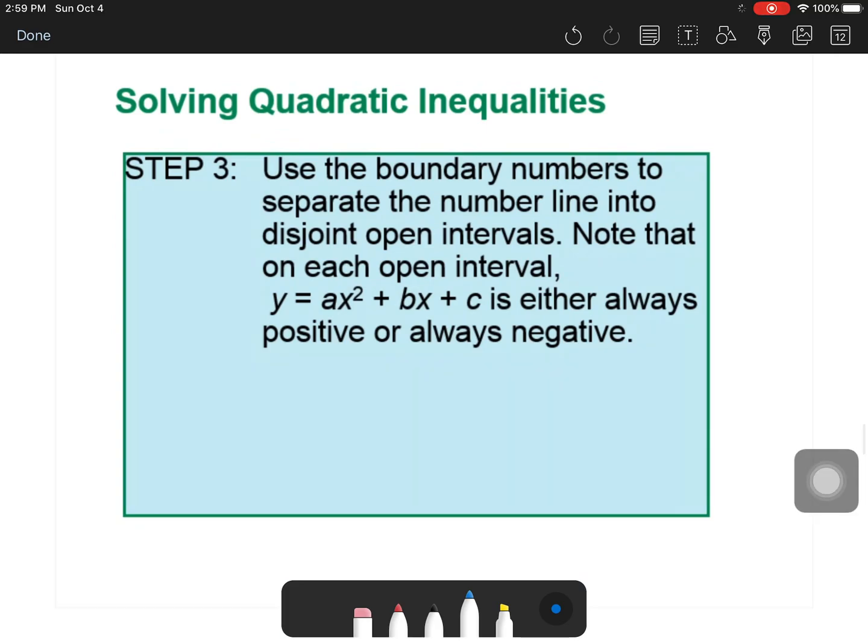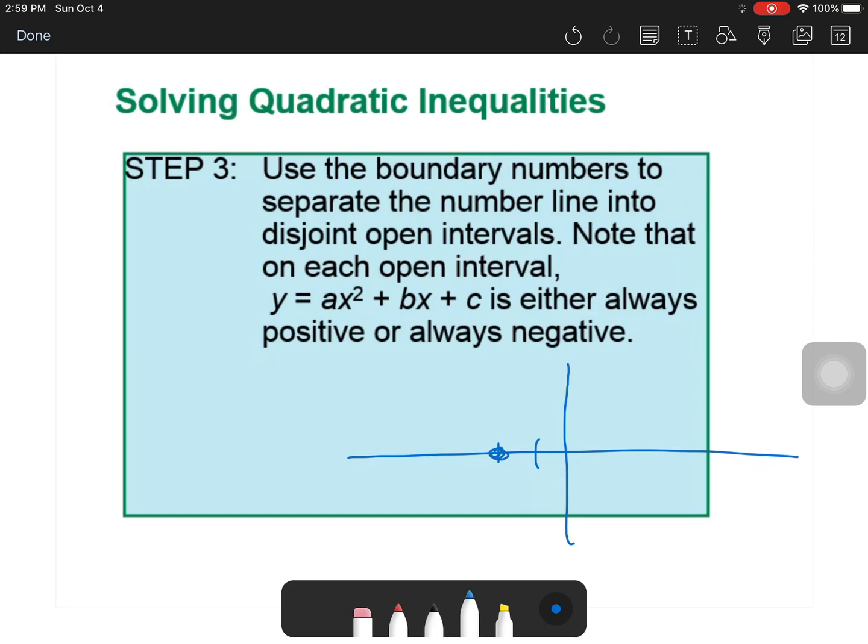And then we're going to use those boundary numbers to separate the number line. Now, I still like to sketch. If you have a couple boundary numbers, whatever they are, say negative 2 and positive 1, and I know that it opens upward, I usually just sketch something. It doesn't have to be perfect, but just so that, okay, this part here is positive, this part here is negative, this part's positive. Then it makes it real easy.